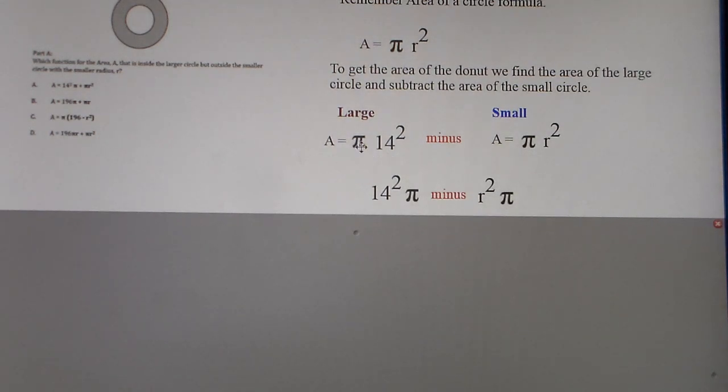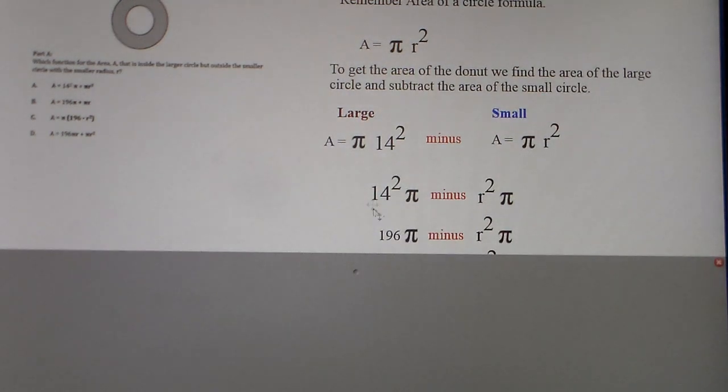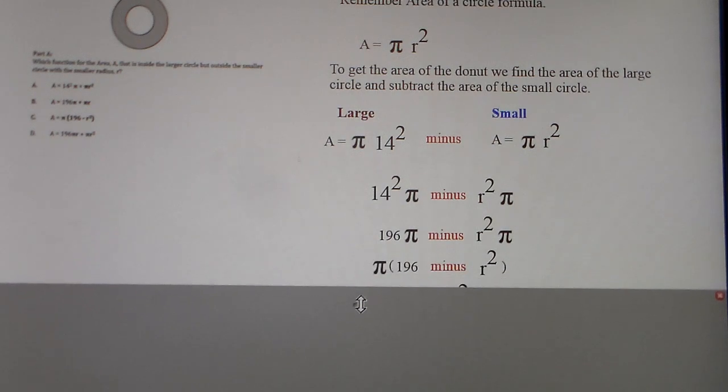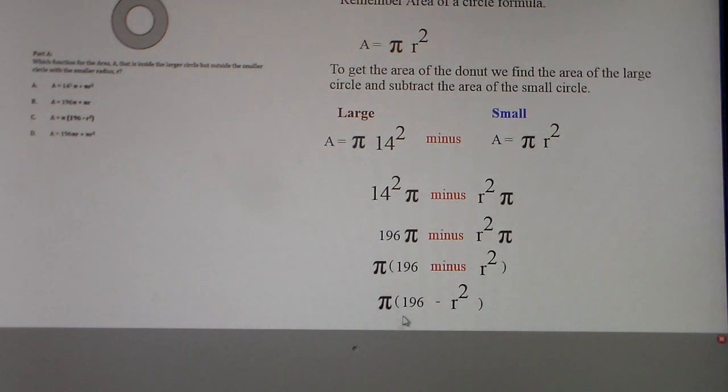So I just rewrote it nice and pretty: 14 squared pi minus r squared pi. I just got rid of the equals A's from both sides because we're only focusing on the equation. So now 14 squared is 196, so 196 pi minus r squared pi. What I did next is that I factored out the pi because we have a pi in both terms. So we have pi times (196 minus r squared). Hence why I got that equation. I changed the word minus into just a minus sign. So we have pi times (196 minus r squared). And that's our solution. That would be C.